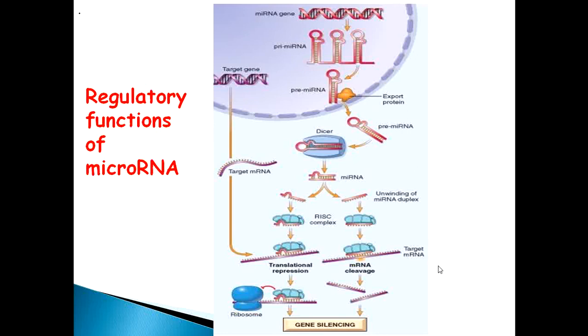Regulatory function of microRNA: microRNAs are special RNA that are coded by specific gene on a chromosome. First, primary microRNA is formed, that is converted to pre-microRNA, that is transported out of the nucleus. Dicer enzyme cleaves pre-microRNA into microRNA. Then unwinding of microRNA occurs and microRNA is incorporated into RNA-induced silencing complex. This complex is very important. It can attach to the target mRNA, and either cleave it or cause translational repression.